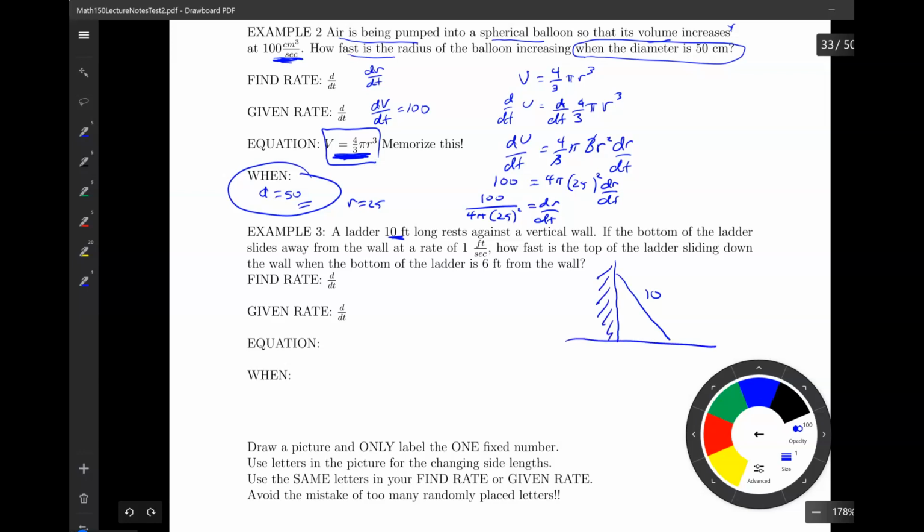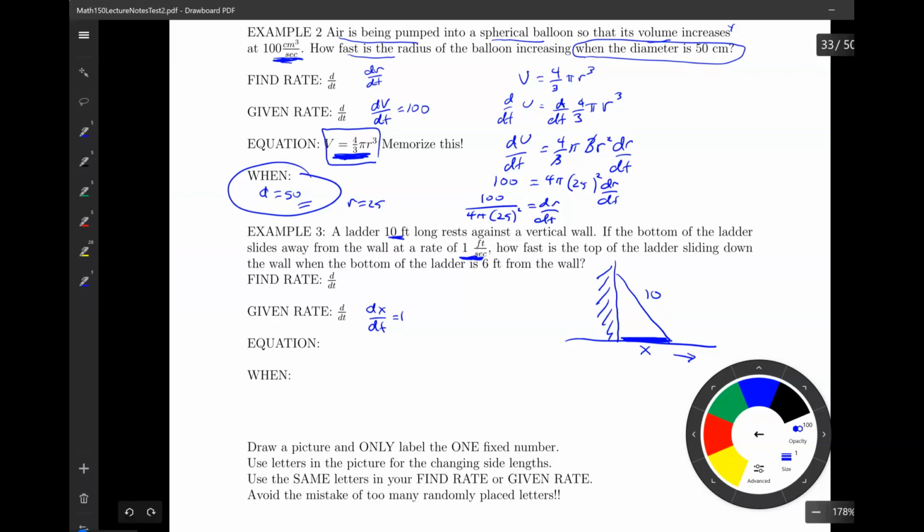All right, and the bottom of the ladder is sliding out at a rate of 1 foot per second. So I'm going to encourage you not to put that in the picture, but let's label this side length as something, a letter, and then use that as our given rate. So I'll be really original here. I'll put x here, and then my given rate will be dx dt is 1. This x distance is getting larger at 1 foot per second.